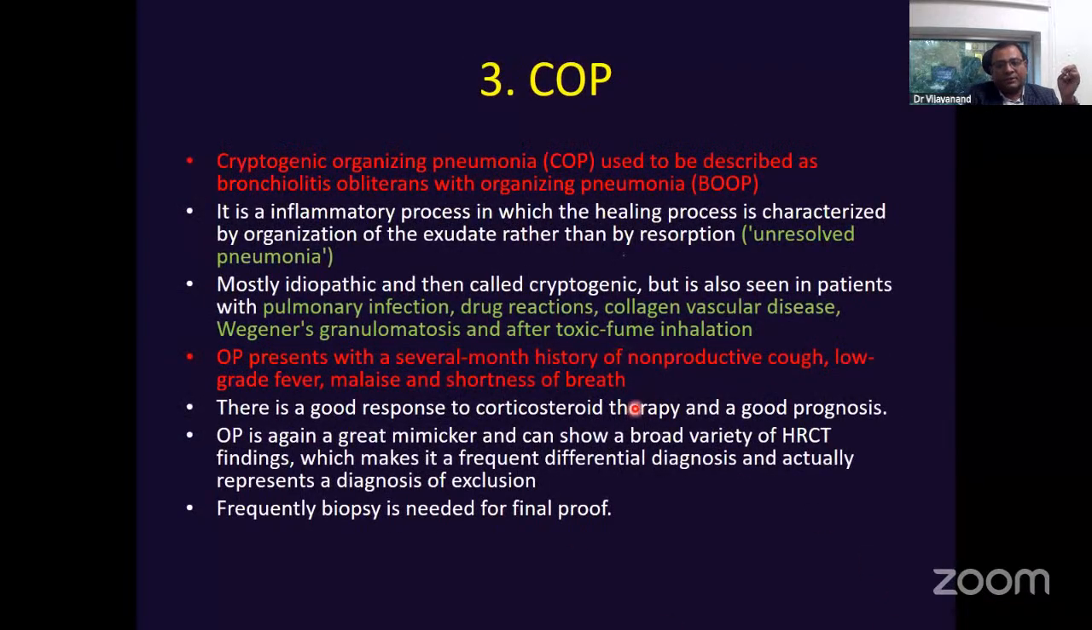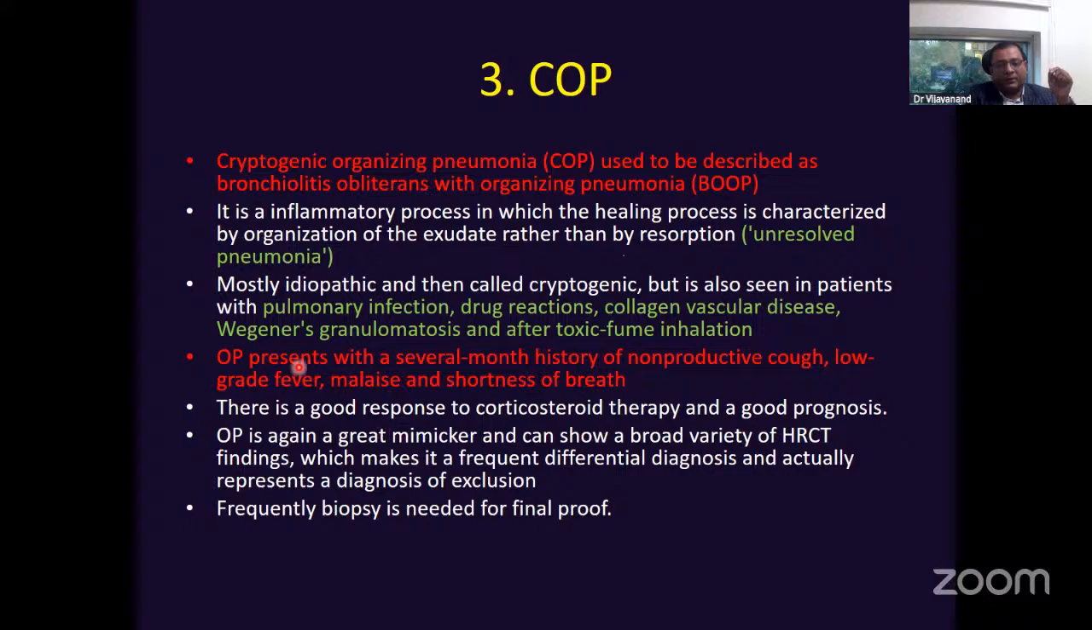Cryptogenic organizing pneumonia, normally it used to be previously described as BOOP. Basically it's an inflammatory process characterized by organization of the exudate. Basically, it's an unresolved pneumonia. We think it has to be idiopathic, but there are certain instances wherein we have a history of pulmonary infection, drug reactions, collagen vascular diseases, Wegener's granulomatosis, and after toxic fume inhalation; these types of pictures have also been noted.